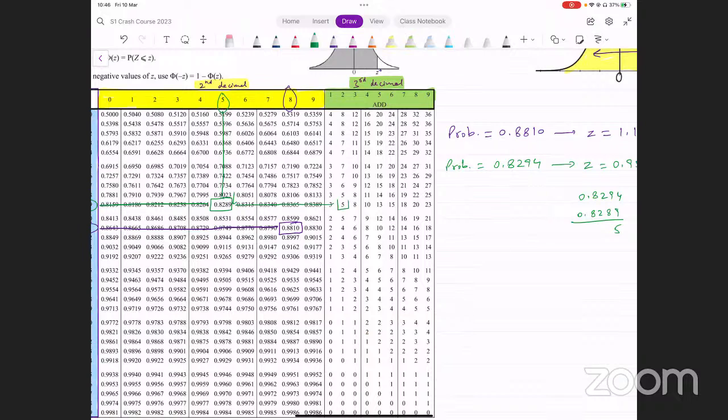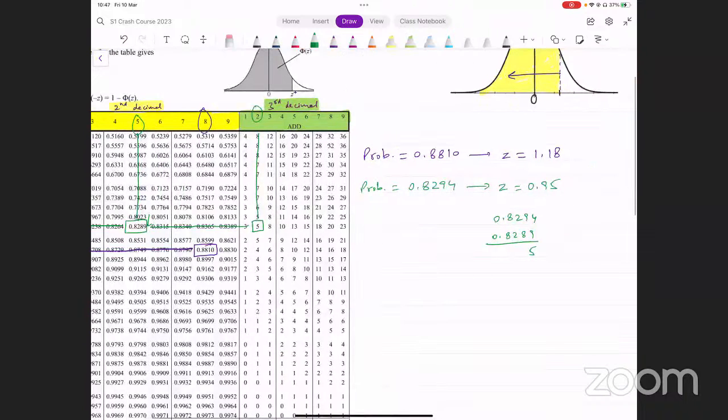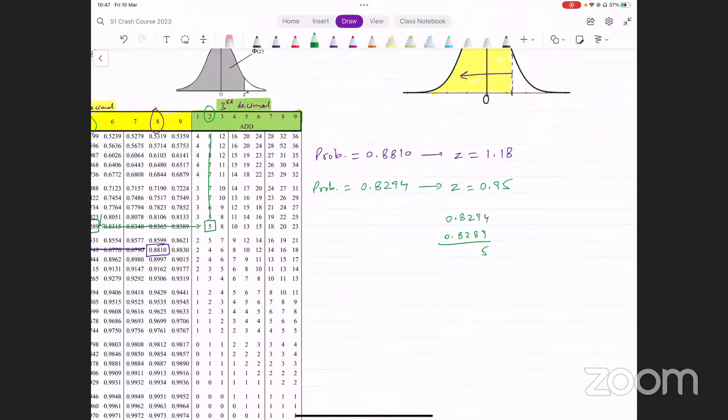You've got 5 here. So the corresponding value for Z that you get here is 2. So that is what you need to have as the third decimal place of Z here. So the value of Z therefore turns out to be 0.952. That's the value of Z that you have.